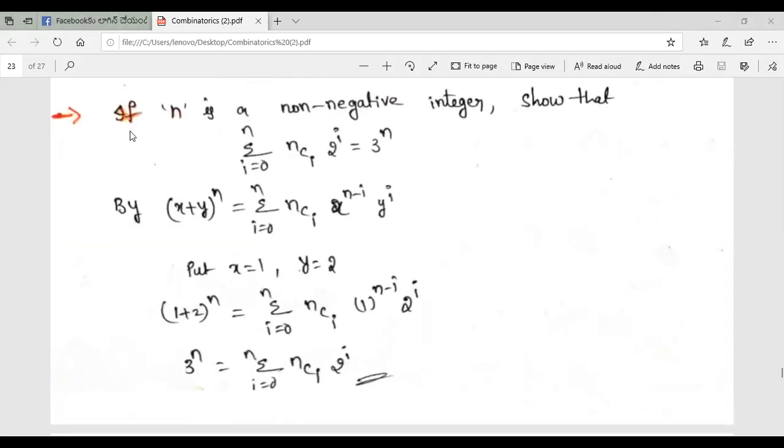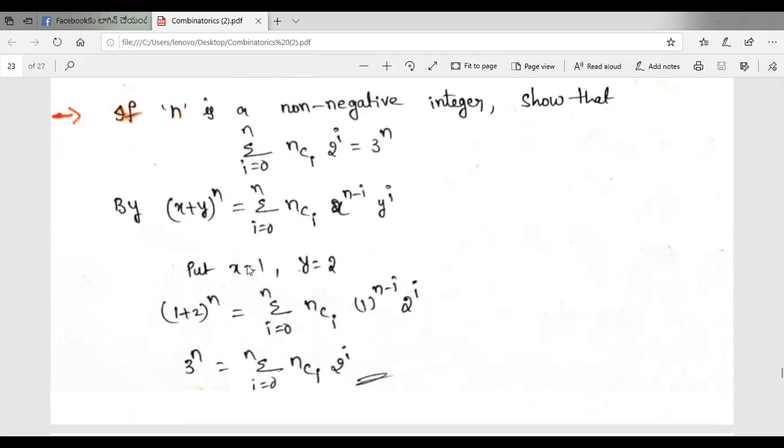Next, in a similar way, if n is a non-negative integer, show that summation i is equal to 0 to n, nCi 2 power i is equal to 3 power n. So the (x plus y) whole power n value is equal to 3 power n. So here nCi 2 power i. So now we take x is equal to 1, y is equal to 2. So 3 can be written as 1 plus 2, that's why (1 plus 2) whole power n. So x is equal to 1, y is equal to 2.